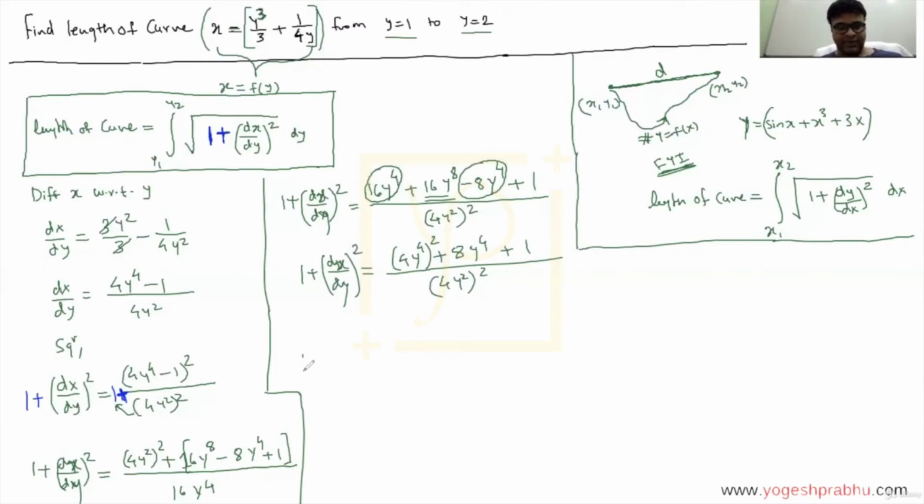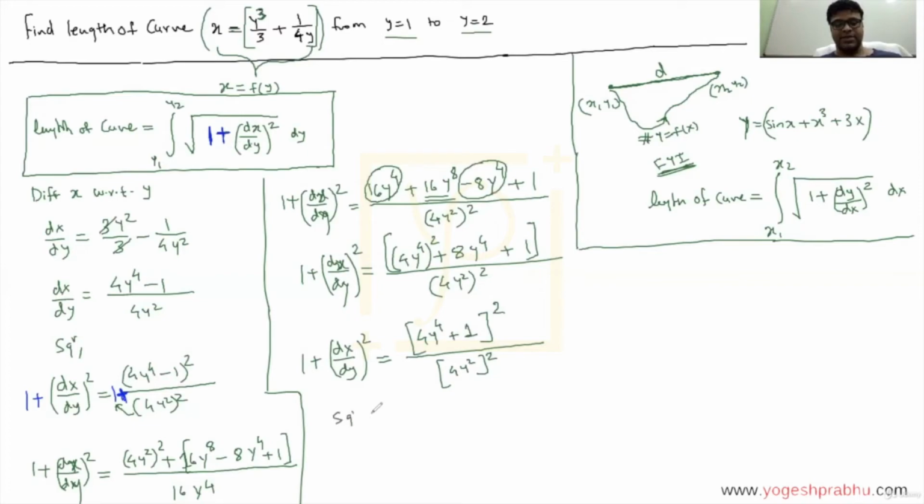Okay, let's write this one more time. 1 plus dx by dy, the whole square is equal to, so we have this as a perfect square. So if you see this bracket, it's a perfect square. So let us write this as a perfect square. It is 4y raised to 4 plus 1 the whole square, and the denominator will be 4y square the whole square. And it's a good thing to get a perfect square because eventually we want to find a square root.